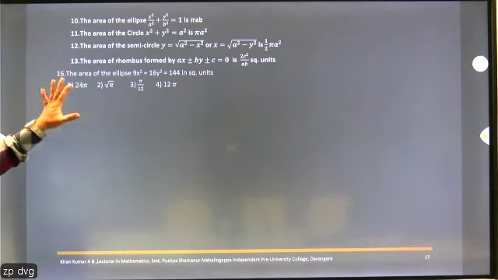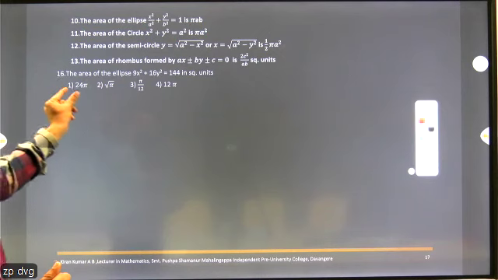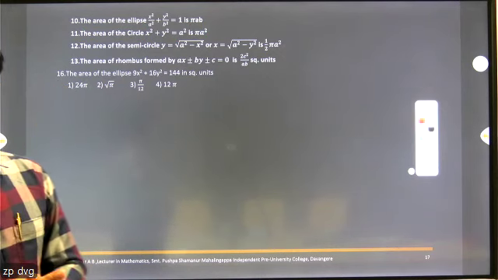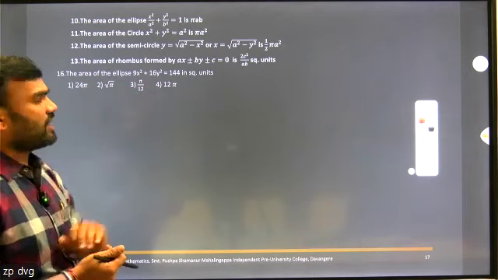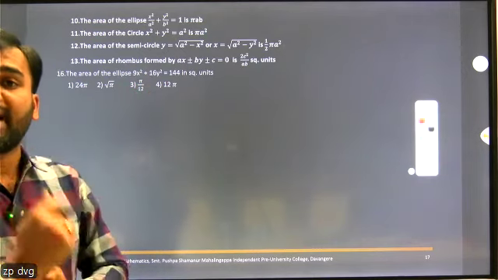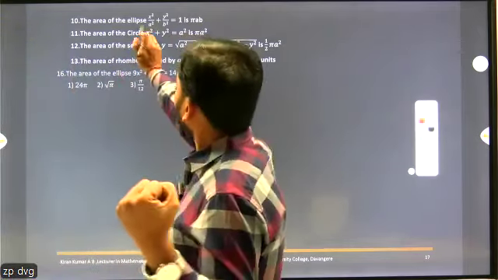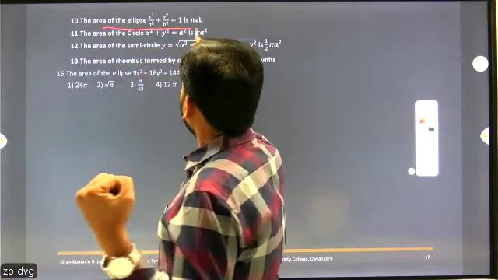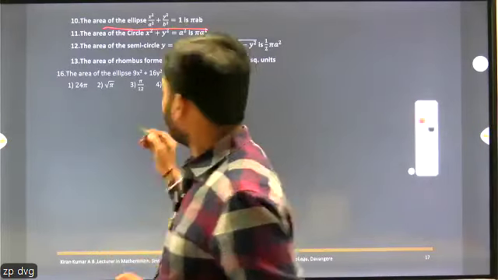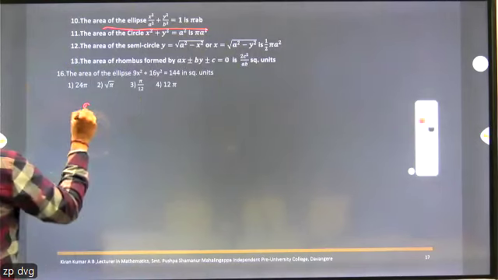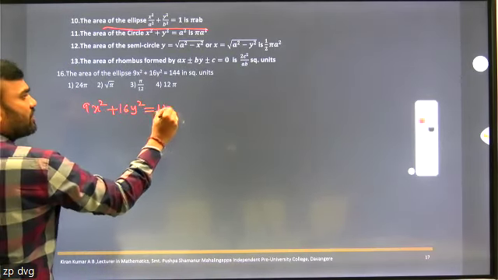See, first, the 16th problem. You have to see the 16th problem, sir: the area of the ellipse 9x square plus 16y square is equal to 144 in square units. How to find? We know already. The area of the ellipse x square by A square plus Y square by B square is equal to 1 is pi AB. Like that form. Actually, what they have given is 9x square plus 16 y square is equal to 144.